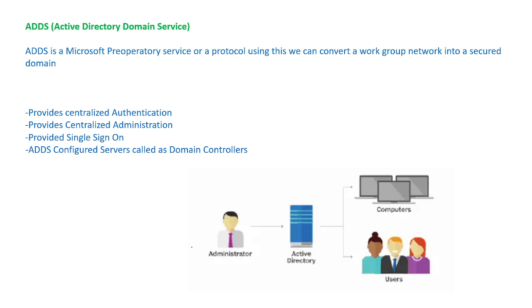Then how can I convert my work group environment into a domain environment? Yes, that is possible using a service called Active Directory Domain Services. This Active Directory Domain Services, as I already told you, is a Microsoft proprietary service, or Microsoft's own property, which will help you to convert or promote a work group into a domain environment, which is a secured domain environment. It means if you install Active Directory Domain Services in the server operating system, not in the client computers, guys, you should always have the server operating system.